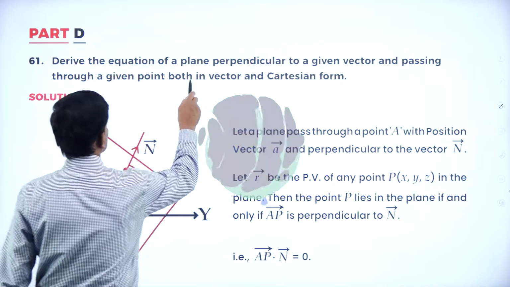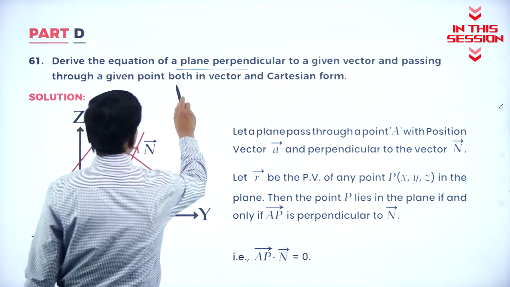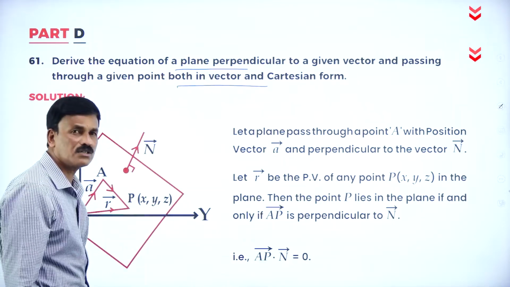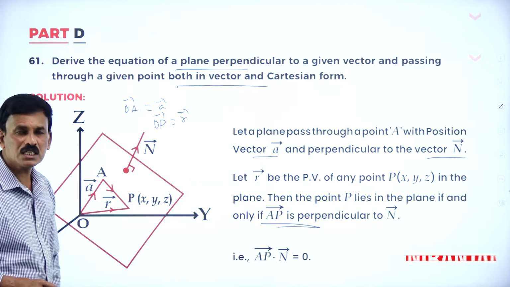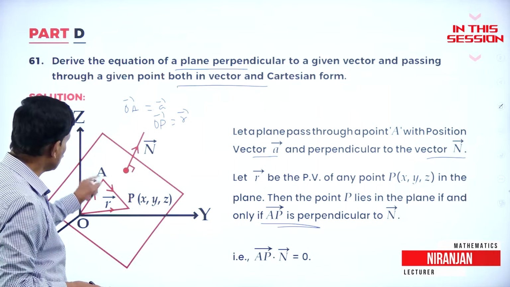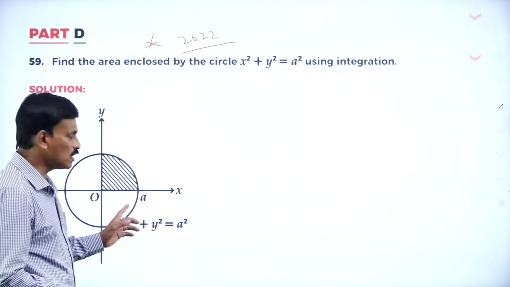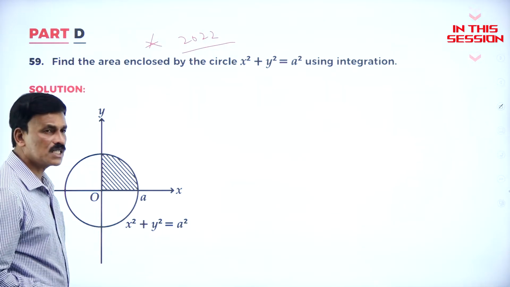Now derive the equation of a plane perpendicular to a given vector and passing through a given point, both in vector and Cartesian form. What is the condition for perpendicularity? A dot B is equal to 0. That means vector AP dot N is equal to 0. Let us draw a circle. This is a circle with O center and A is the radius.